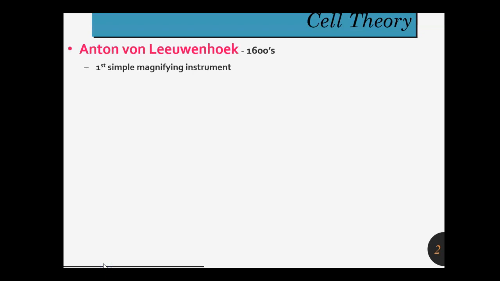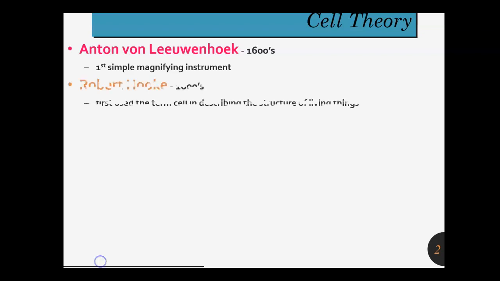Anton von Leeuwenhoek, in the early 1600s, was responsible for developing the first simple magnifying instrument. And today you call that magnifying instrument a, yes, correct, if you said a microscope. So he was responsible for the earliest type of microscope.